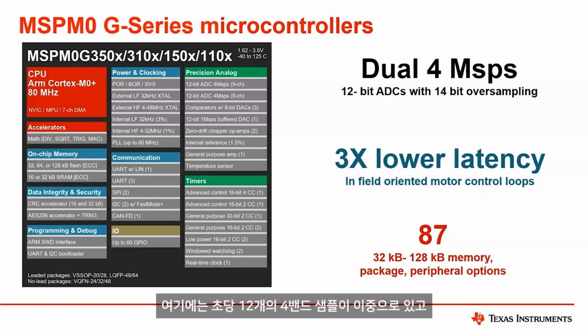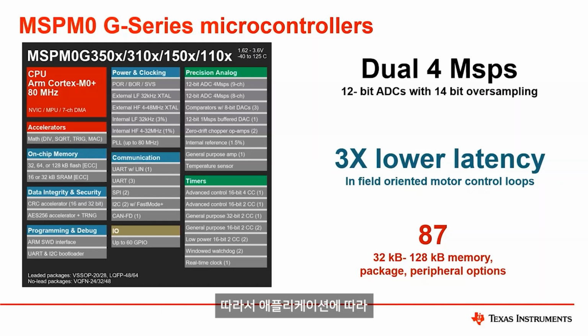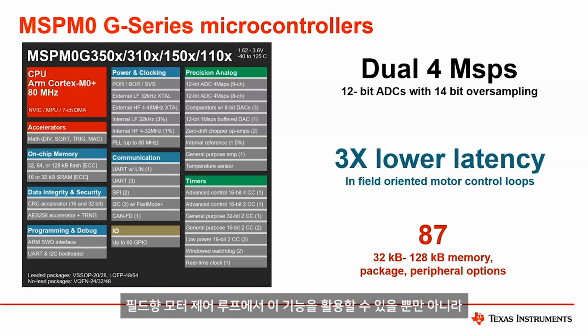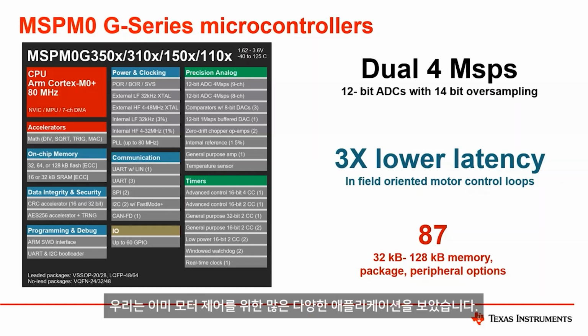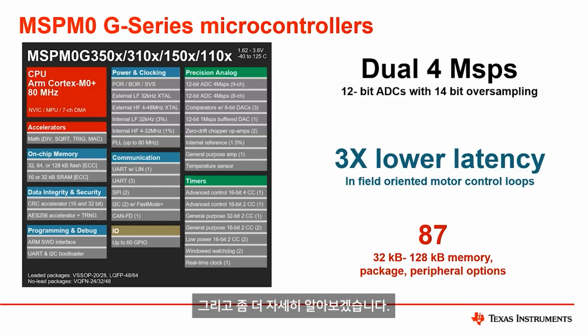Here we have dual 4 megasamples per second, 12-bit ADCs with up to 14-bit oversampling. Depending on your application, you can utilize this functionality, as well as 3 times lower latency in a field-oriented motor control loop. We've already seen a lot of different applications, specifically for motor control, and I'll go a little deeper into that.